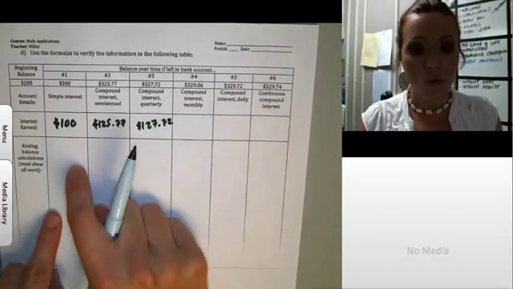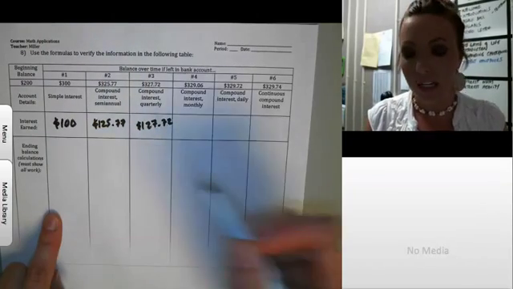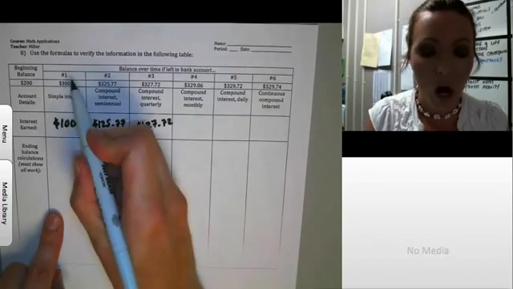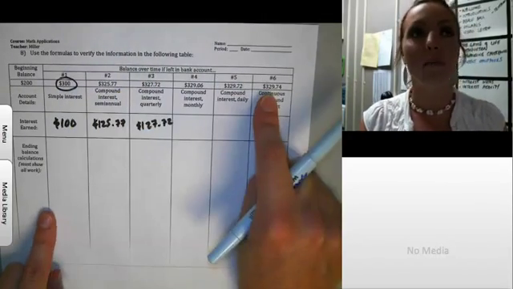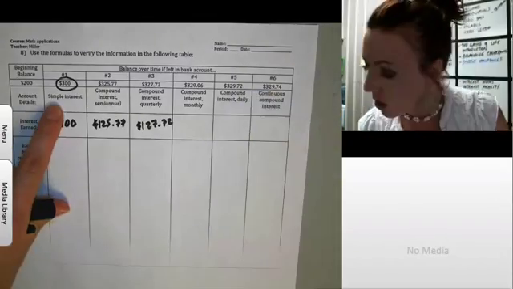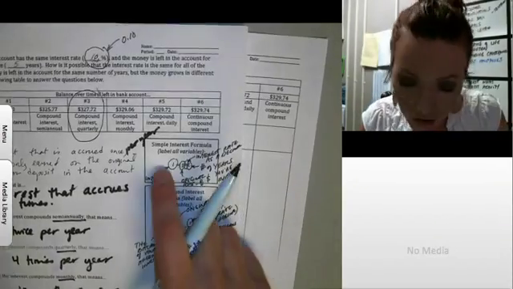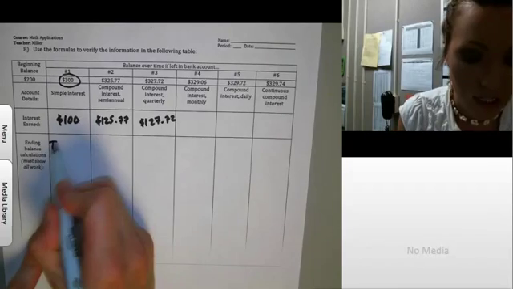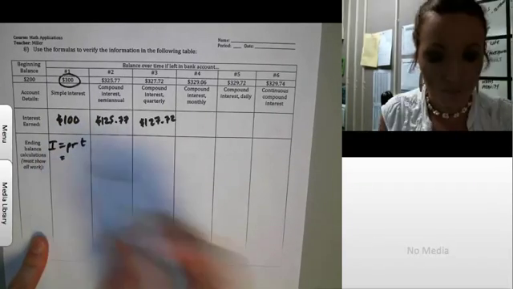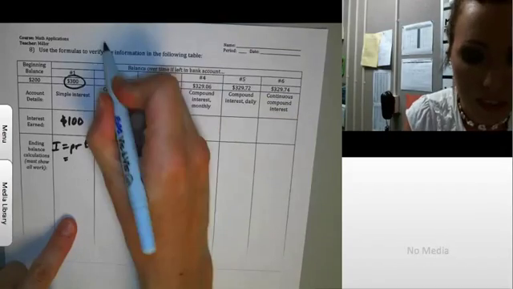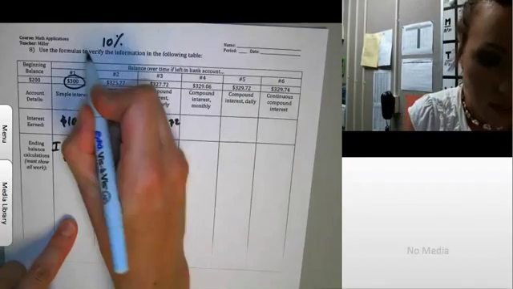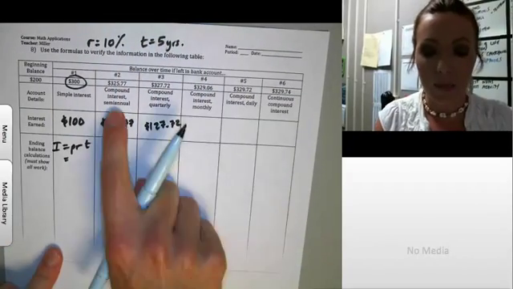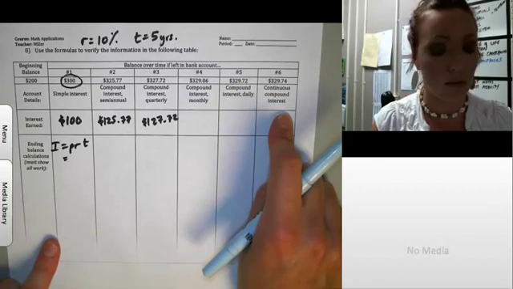Now, what you're doing in these boxes down here, if you don't have enough room, you can do it on a separate piece of paper, that's fine. All you're doing is showing me how these numbers came to exist, okay? So, for the simple interest, if you go back and look at the simple interest formula, I equals PRT, that's what you're doing. I equals PRT, and you're plugging in all the numbers. Remember, I'm going to put this up at the top. 10% was the interest rate, and T was 5 years for all of them. Okay, N is going to be the thing that varies based on how many times it compounds.